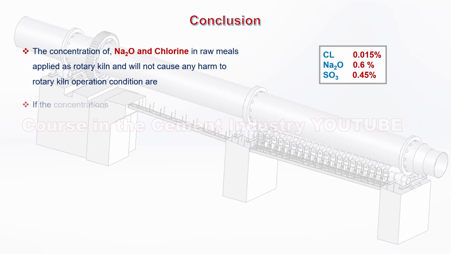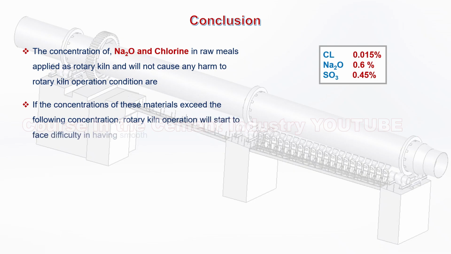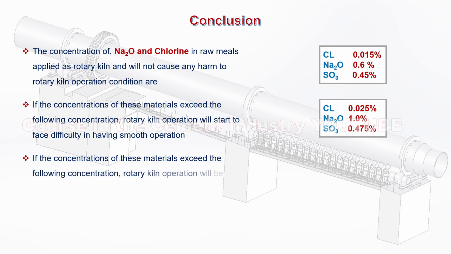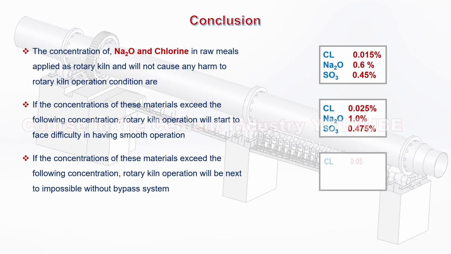12. If the concentrations of these materials exceed the following concentrations, the rotary kiln operation will start to face difficulty in having smooth operation. Cl equals 0.025%, Na₂O equals 1%, SO₃ equals 0.475%. 13. If the concentrations of these materials exceed the following concentrations, rotary kiln operation will be next to impossible without a bypass system. Cl equals 0.05%, Na₂O equals 1.65%, SO₃ equals 1.4%.